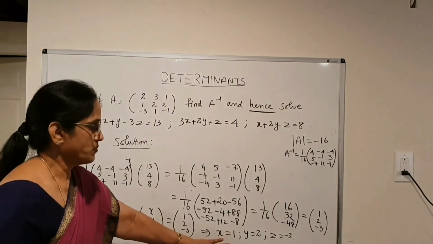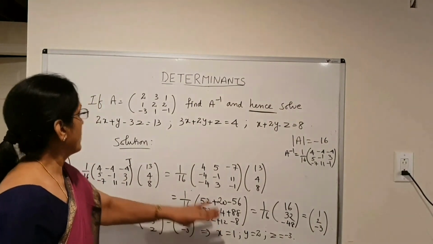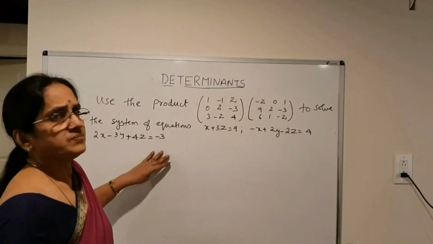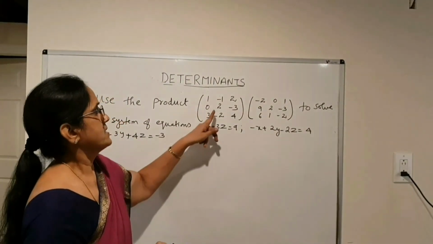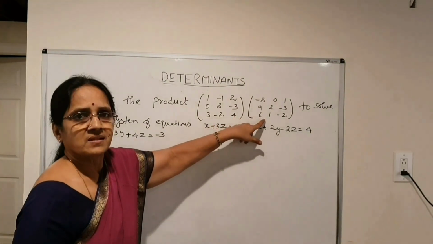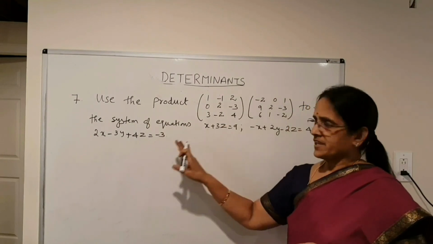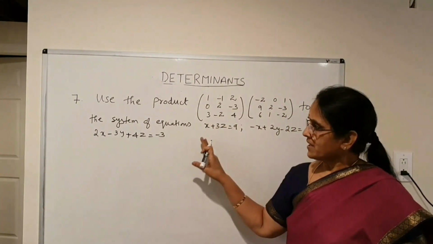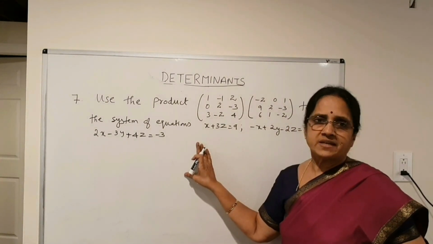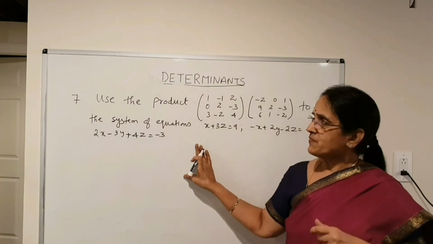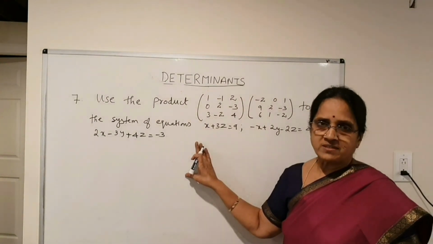So, this point should be kept in mind. Now we will move on to question number 7. Here you need to use the product of these two matrices, and that product should be used to solve the system of equations. This particular question was asked in the 2017 Delhi paper, and I specifically selected it.